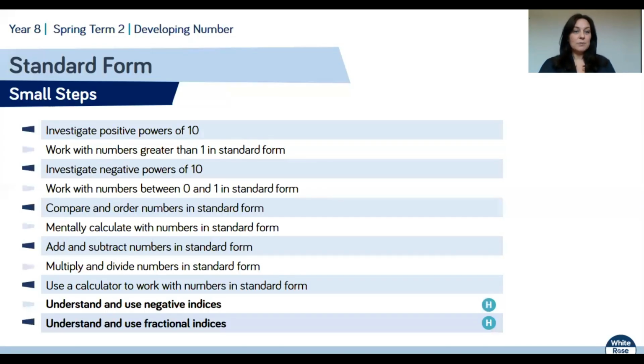So if you are familiar with our schemes, you would know this is how we lay out our small steps. So the ones I'm going to be looking at today in particular are investigating negative powers of 10, which links really nicely into that higher step there at the bottom using negative indices. And I'm also going to briefly look at working with numbers between 0 and 1 in standard form.